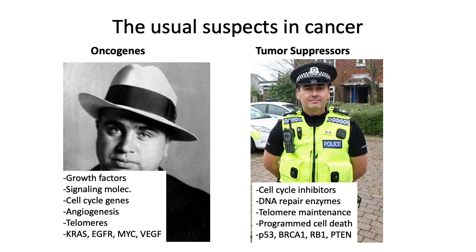Okay. So you've got cell cycle inhibitors, right? You have things that are trying to shut down the cell cycle, DNA repair enzymes. We were talking BRCA1. Telomere maintenance, things that are trying to stop the telomeres from getting overproduced. Apoptosis, programmed cell death. And again, some of these are P53, BRCA1, which is very much associated with breast cancer, retinoblastoma 1, and PTEN. Right?